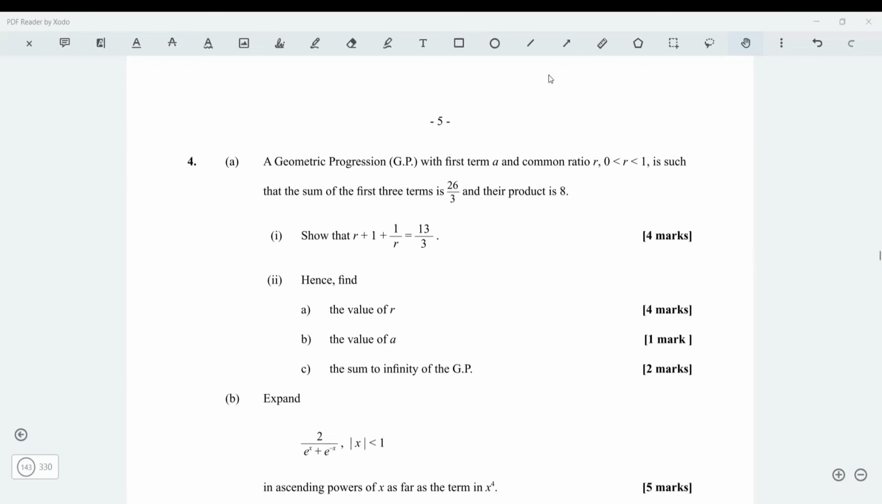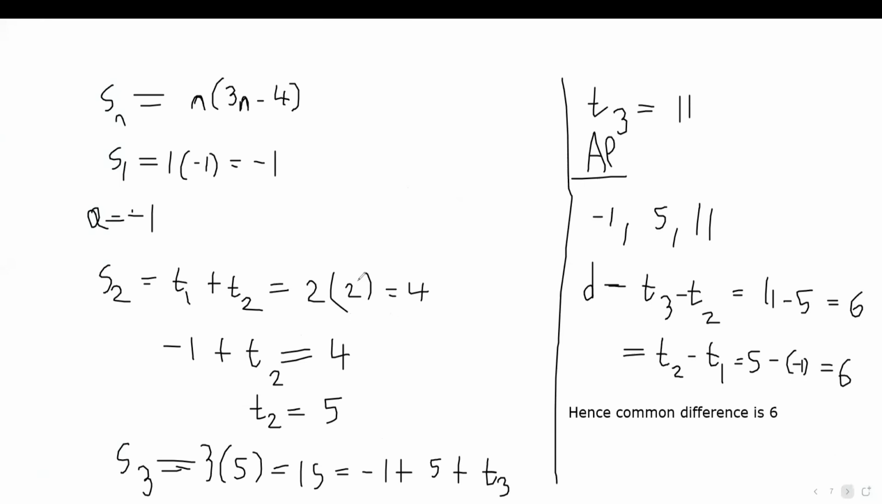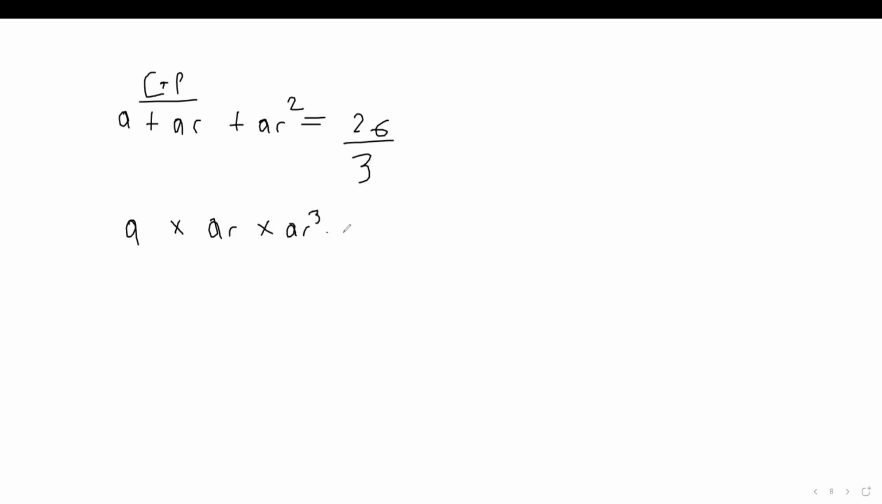So if the sum of the first 3 terms is 26 over 3, remember in a GP, the first term is A, the second term is A times R, and the third term is AR squared. They tell us this has a sum of 26 over 3. And they tell us the product of the first 3 terms is 8. So what they're telling us is that A times AR times AR squared equals 8.